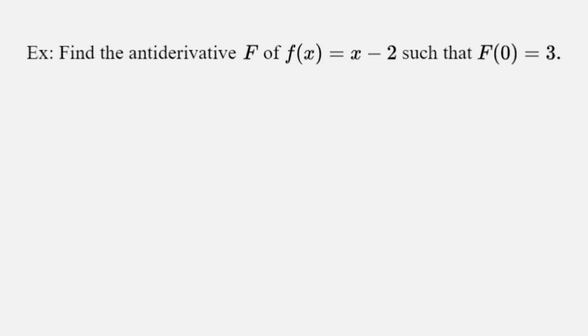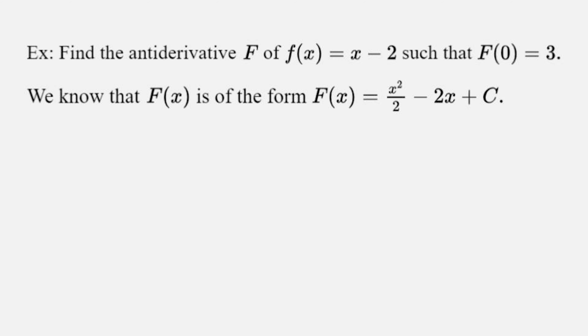So let's do an example, and let's say we want to find the antiderivative of the function x minus 2 such that the antiderivative evaluated at 0 is equal to 3. And so that last bit of information there is going to help us to find the specific antiderivative that we're looking for. And using the techniques in the last couple of videos, we know that the antiderivative of x minus 2 will be x squared divided by 2, because I'm using the power rule where I add 1 to the exponent and divide by that exponent. And then minus 2x, because negative 2 was a constant, and the derivative of negative 2x is negative 2. And then we add plus c to represent the family of antiderivatives.